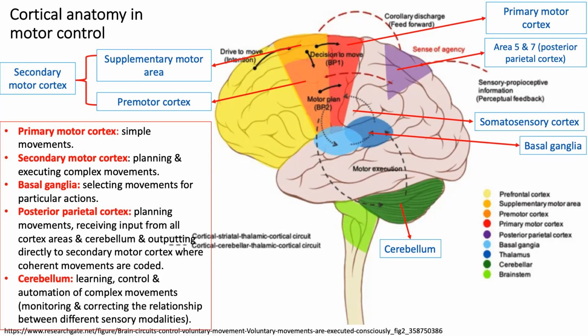Posterior parietal cortex. Posterior parietal cortex is located on the top of the brain here. You can see it's a little bit on the right-hand side. The right side of the primary motor cortex. Posterior parietal cortex is for planning movements, receiving input from all cortex areas and cerebellum, and then outputting directly to secondary motor cortex, where coherent movements are coded.